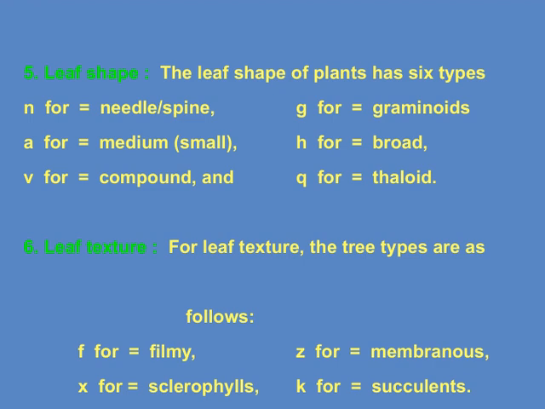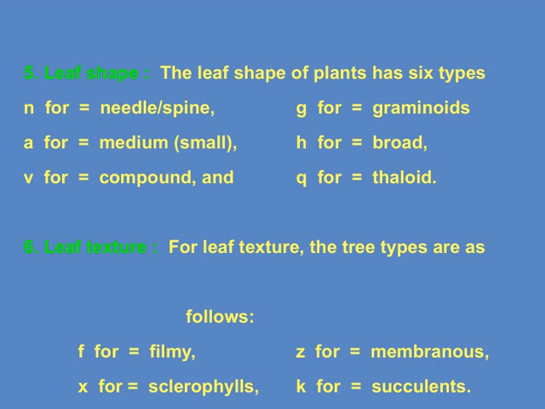Moving on to leaf texture, this is another important aspect to consider in plant identification. The textures of leaves can vary significantly and tell us a lot about the environment the plant is adapted to. For example, F stands for filmy leaves, which are delicate and thin, often found in plants from humid environments. Z indicates membranous leaves, which are somewhat soft and flexible.